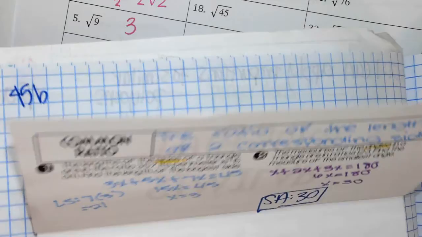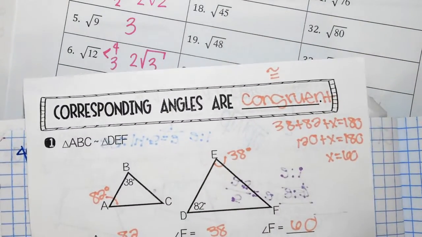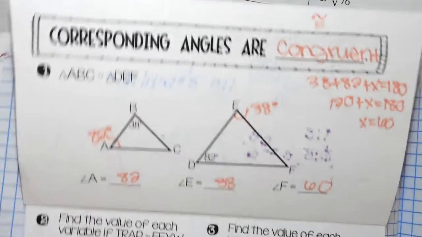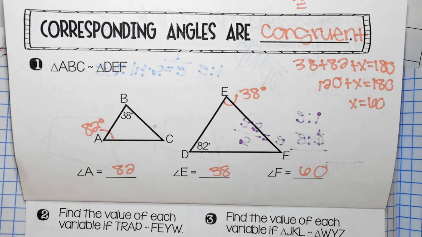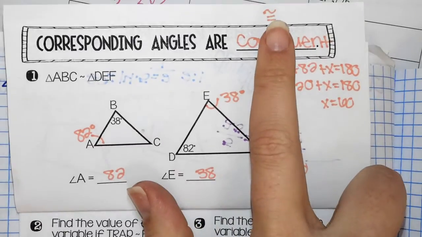All right, corresponding angles. Let's open this up. So corresponding angles are what? And hopefully they put the congruent symbol at the top.